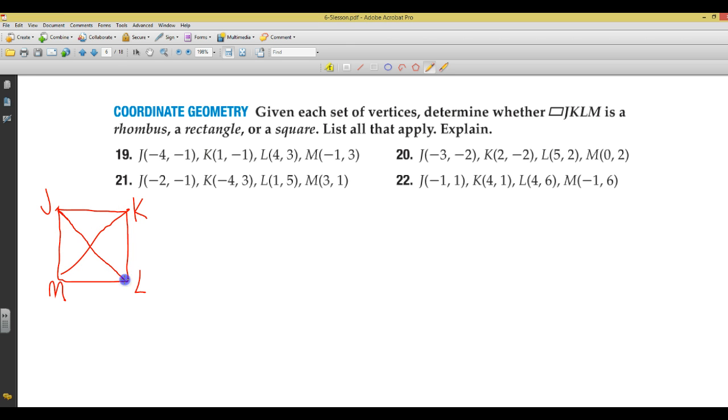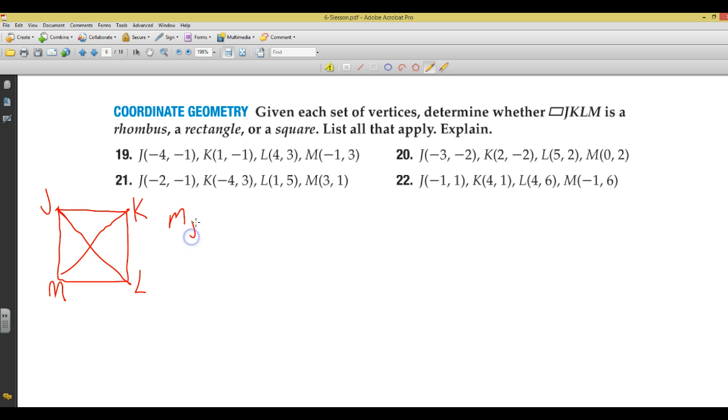The main thing that we need to look at here is the diagonals. If the diagonals are perpendicular, then we know that the parallelogram is a rhombus. And if the diagonals are congruent, then we know that the parallelogram is a rectangle. And if it is a rhombus and a rectangle, then it is a square. So the first thing I'm going to check is to see if JL is perpendicular to MK. So I need their slopes.